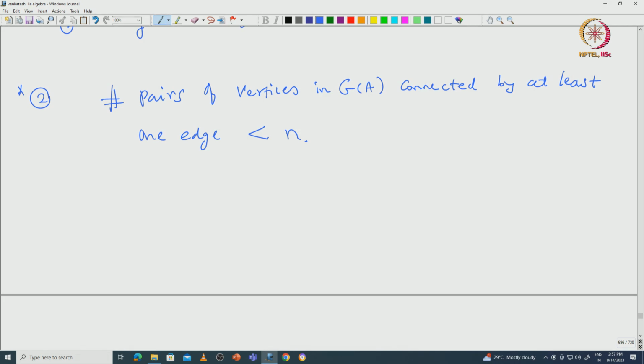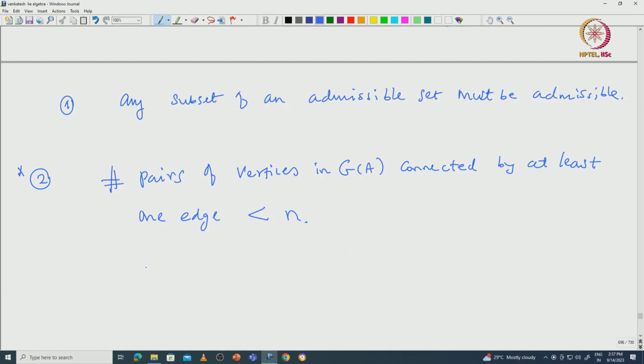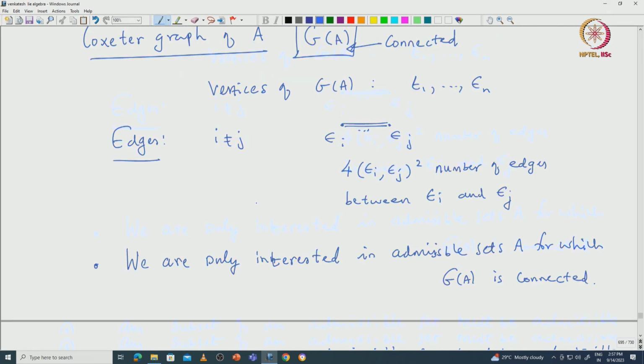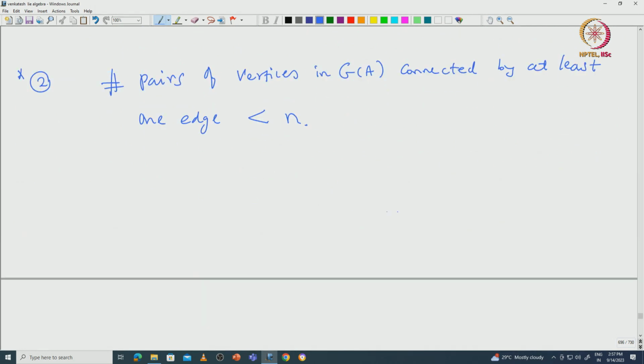Again, this can be proved by understanding the geometry of these admissible vectors. Because there are lots of constraints that you can see geometrically in the definition. For example, they form obtuse angles, and whenever you compute this product of Cartan numbers, that must be at most 3. So, all these conditions put lots of restrictions. So, let us see how one can prove this.